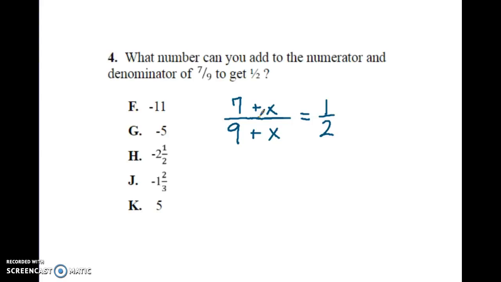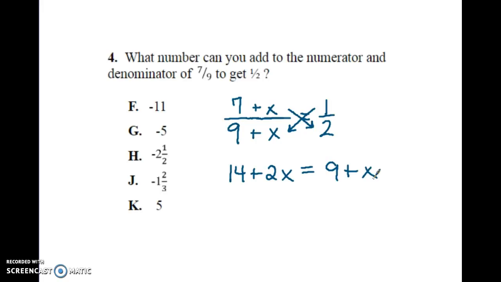Well, you have essentially a proportion set up where you could cross multiply to solve for x. So when you multiply the numerator of the first fraction by the denominator on the other side of the equation, don't forget to multiply both terms. So 7 times 2 is 14, plus x times 2 is 2x. Set that equal to the product in the other direction. 1 times 9 plus x is simply 9 plus x.